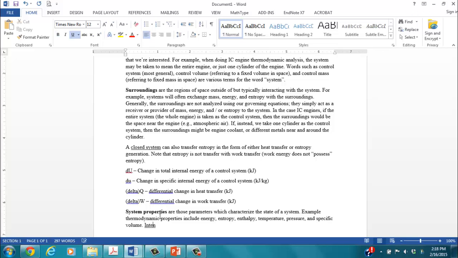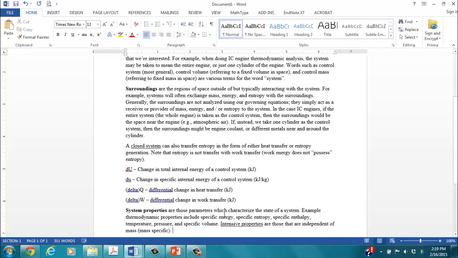So just as a reminder, intensive properties are those that are independent of mass, or what we call mass specific. Okay, so when I say up here thermodynamic properties include energy, I'll go ahead and add the word specific on energy, entropy, and enthalpy, because I already have it in front of volume. Temperature and pressure, of course, are both intensive properties, and specific volume, which is the volume of the system divided by the mass of the system, is therefore, of course, an intensive property.